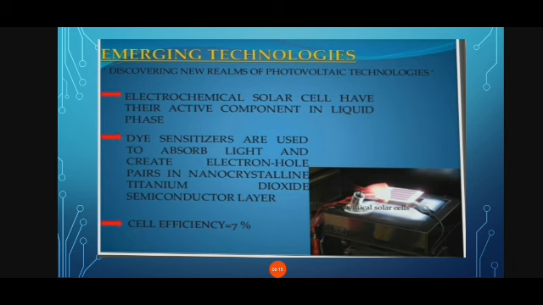Now these are the emerging technologies in PV cells. The new realms of photovoltaic technologies described are: electrochemical solar cells, which have their active components in liquid phase. Then dye sensitizers are used to absorb light and create electron-hole pairs in a nanocrystalline titanium dioxide semiconductor layer, and the cell efficiency is 7%.